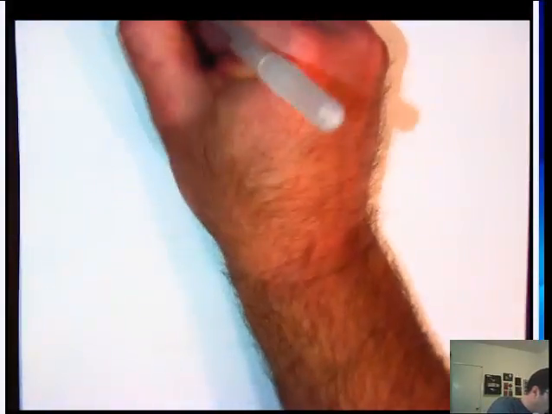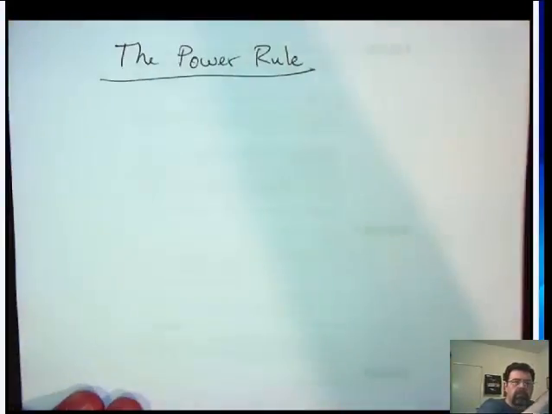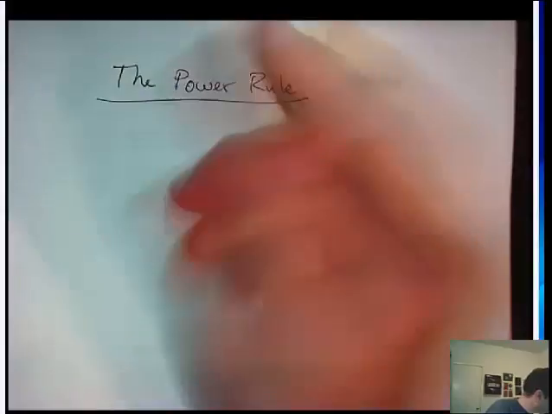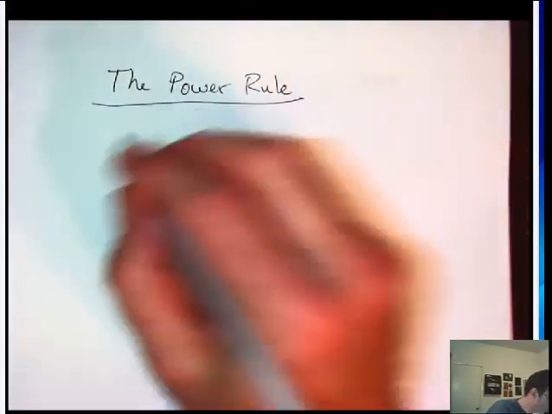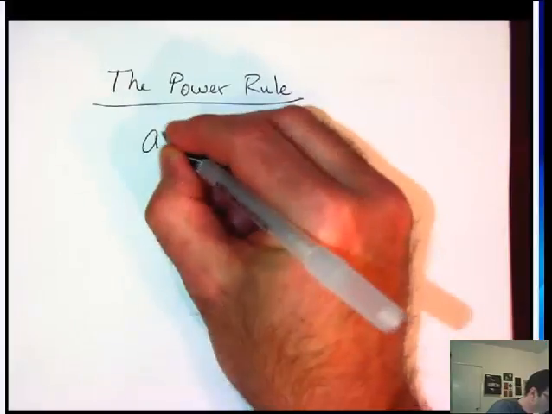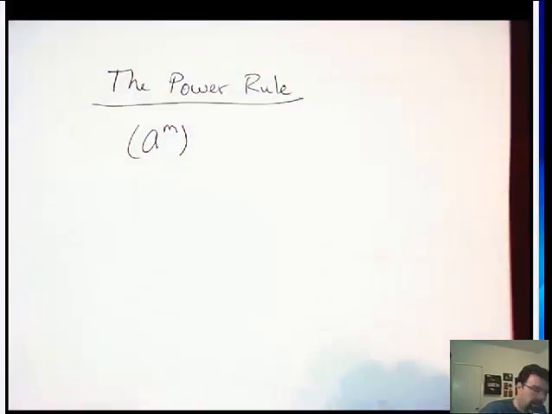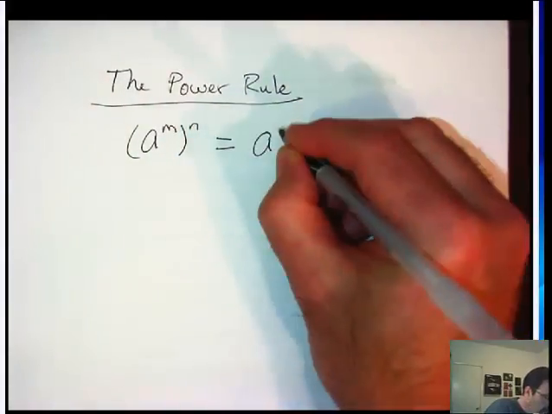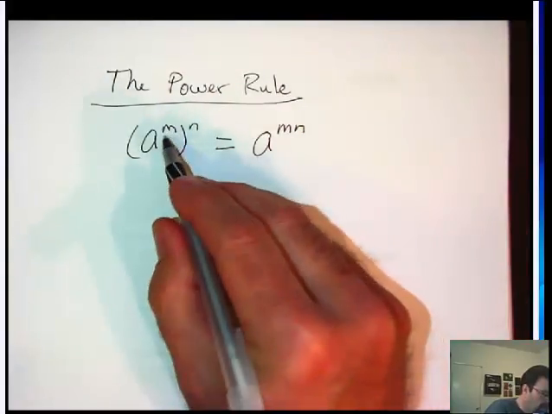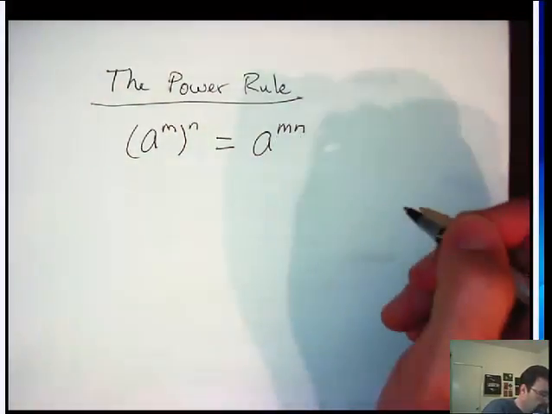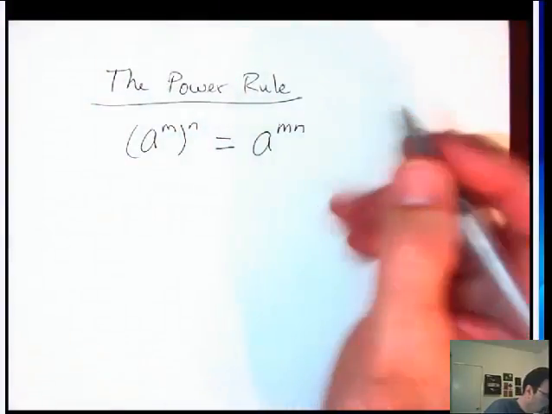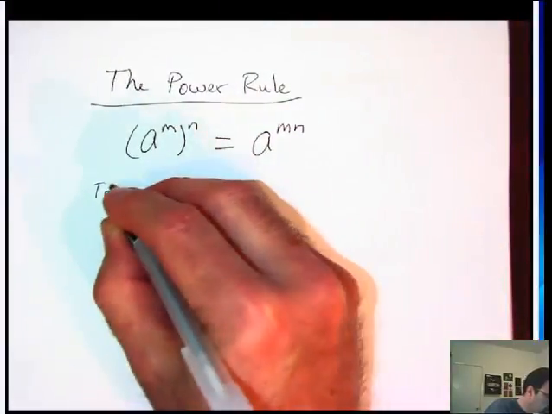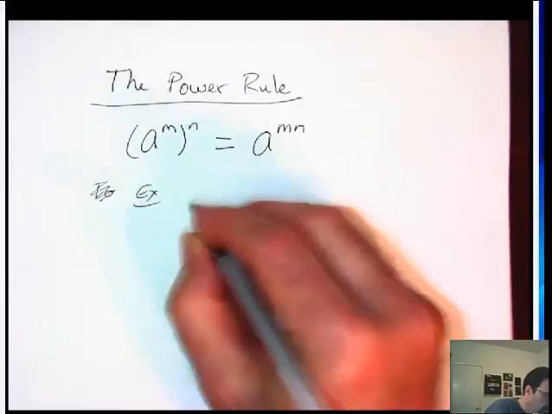okay, so the next one is the power rule. So if we take any number, raise it to a power, and then you take that expression and raise it to a power, what you're going to get is a to the m n. And what you do, so power to a power, you multiply the powers. Let me just do an example of that one, show you where it comes from.